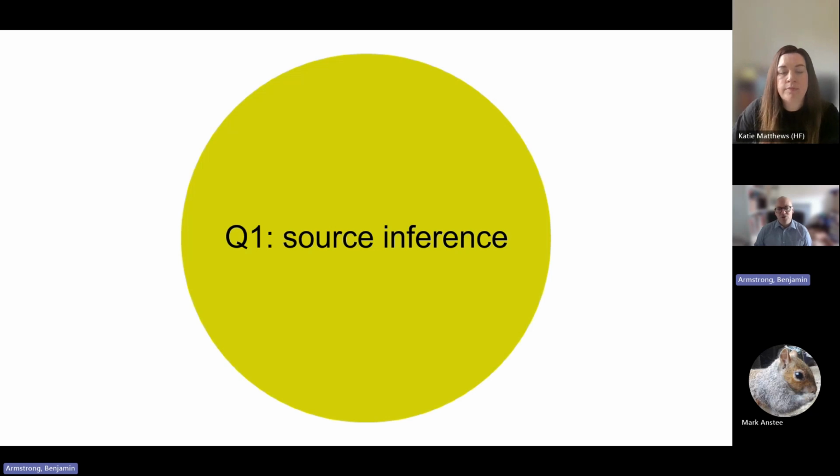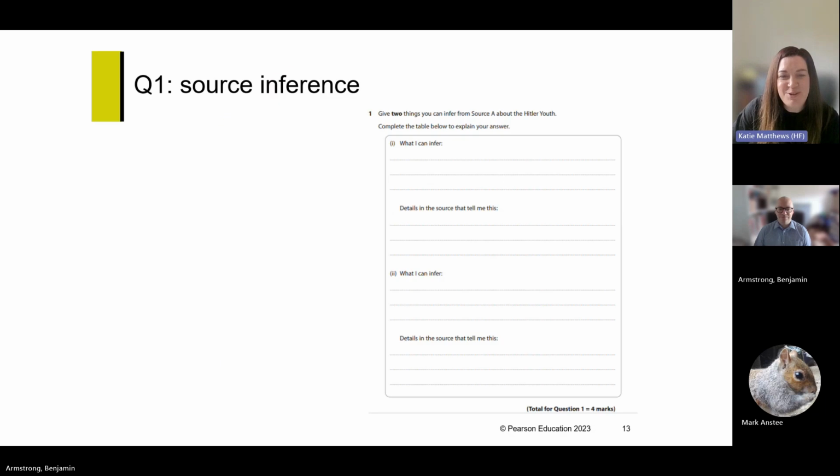So Katie, perhaps you could take us through the first of those questions, the source inference. Of course. Right, so let's have a look at question 1 then. So this will be the first question when you open your exam paper. As Ben's rightly said, what you'll have is on the left-hand side, you'll have your source, and that can be a visual source, so something like a photograph or a cartoon or a poster, or it could be a written source. It will always be contemporary to the period though.